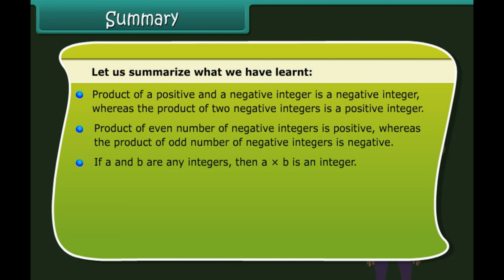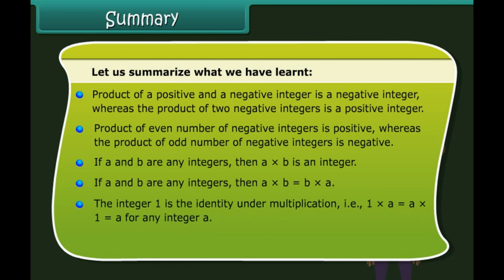If a and b are any integers, then a into b is an integer. If a and b are any integers, then a into b is equal to b into a. The integer 1 is the identity under multiplication, that is, 1 into a is equal to a into 1 for any integer a. If a, b and c are any integers, then a into b into c is equal to a into b into c.